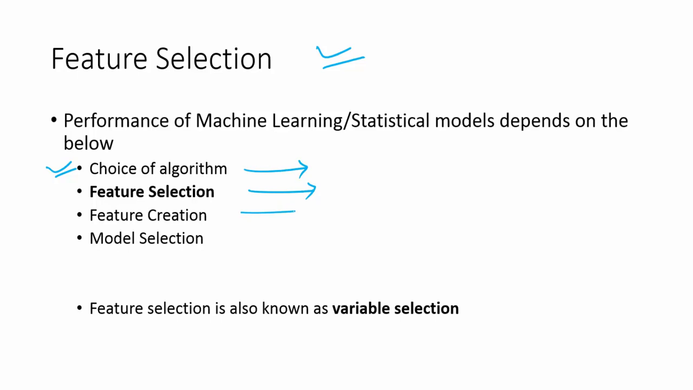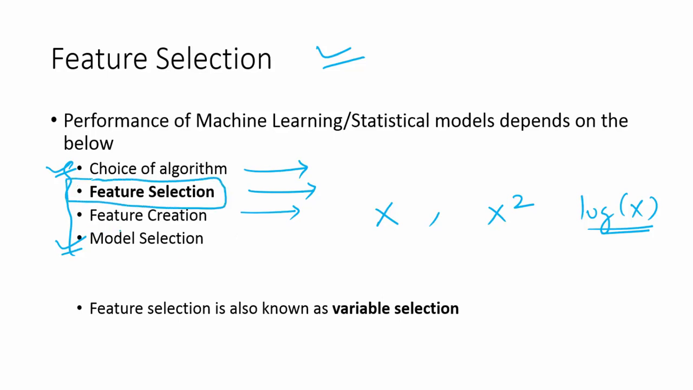Feature creation is an important thing. How many new features or new predictors are you creating from the given set of predictors? That could be many. For instance, if x is one of the predictors, you can create a new one by squaring it. You can take the log of it, and that's again a new feature. That's nothing but feature creation. And then finally it's model selection. So the performance of your model, both in terms of interpretation and prediction, more from a prediction point of view, depends on the choice of algorithm, feature selection, feature creation, and model selection. And one of the most important things is feature selection, and that's the topic for this session.